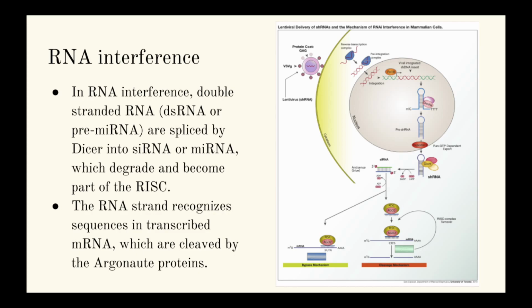The resulting segments have a passenger strand and a guide strand. The passenger strand degrades, and then the guide strand becomes part of the RNA-induced silencing complex. The purpose of the guide strand is to recognize specific sequences in mRNA templates that are in the cell. Once the guide strand recognizes the mRNA sequences and the silencing complex binds to them, the Argonaut proteins, including Argonaut 9, cleave the mRNA strand and prevent translation of the protein from the mRNA, and they also prevent expression of the gene. It is through this mechanism that Argonaut 9 helps silence genes through RNA interference.